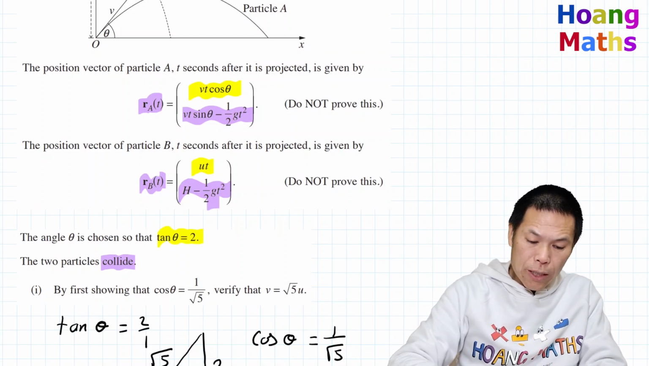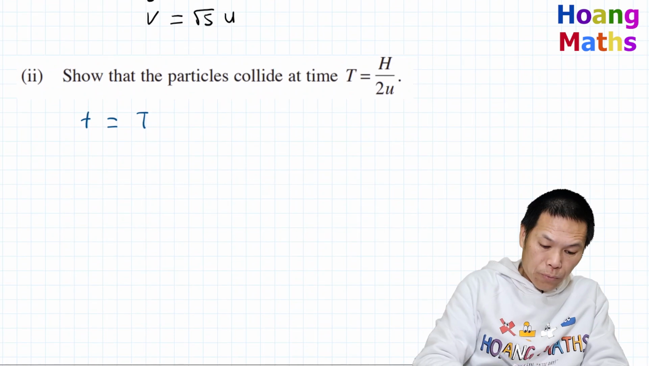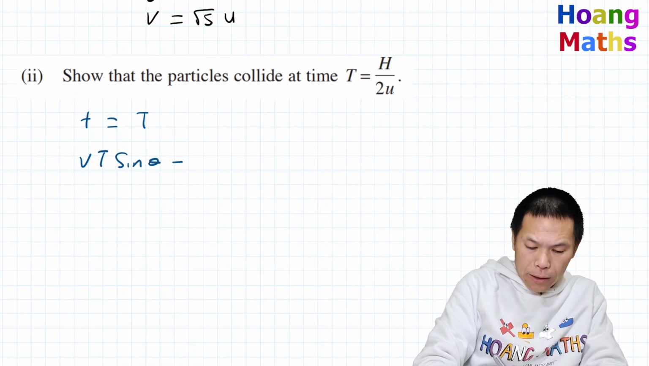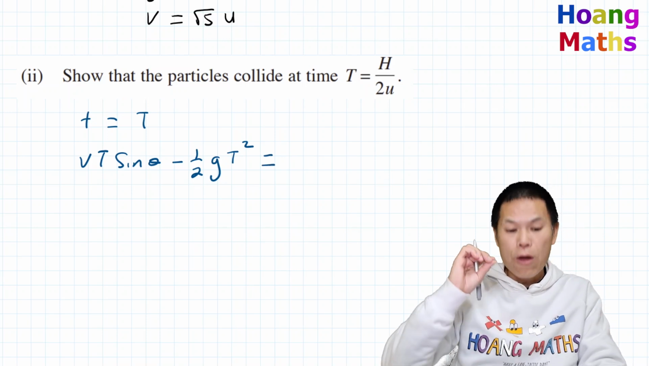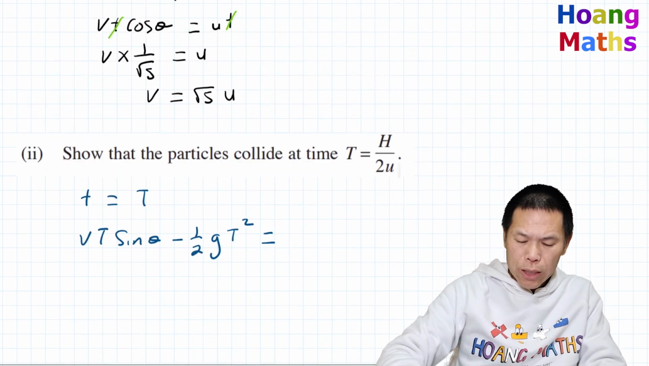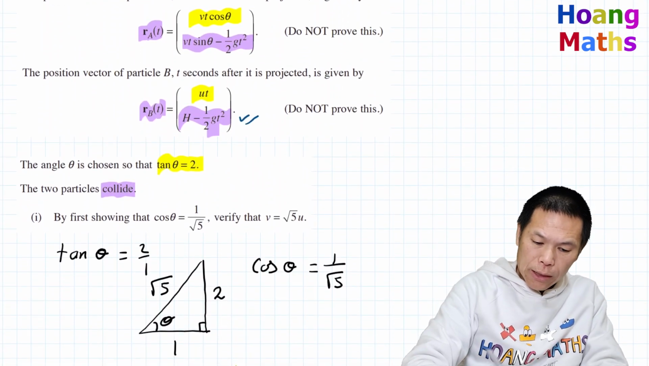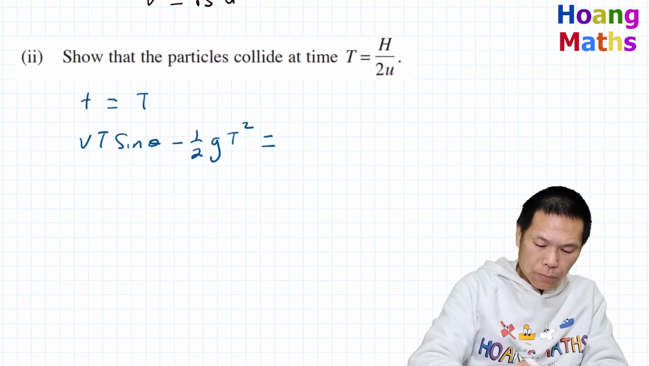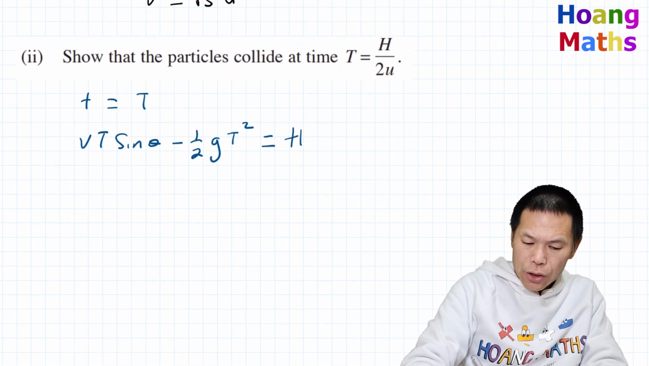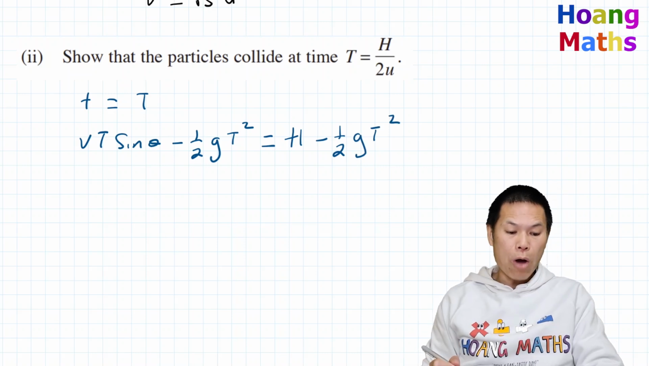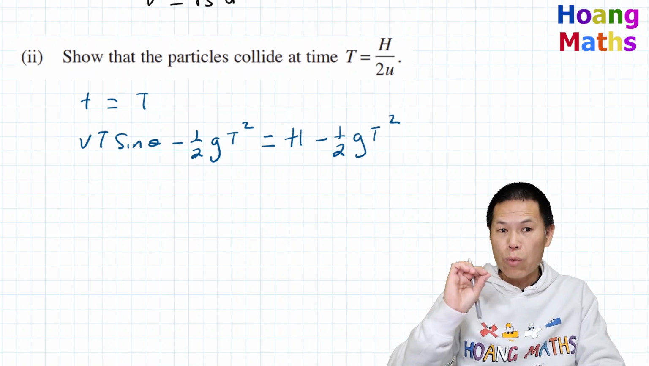That is vt sine theta, where t is capital T when they collide, minus a half g capital T squared, is equal to, for particle A's j component, the j component for particle B. That is h minus a half g capital T squared. Keep that in mind because small t equals capital T when they collide.